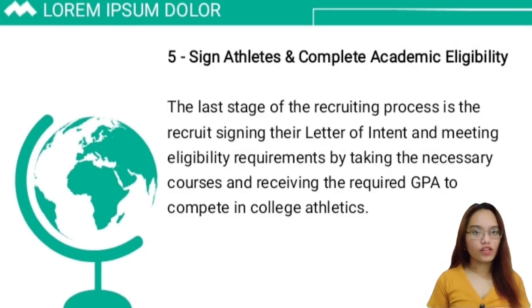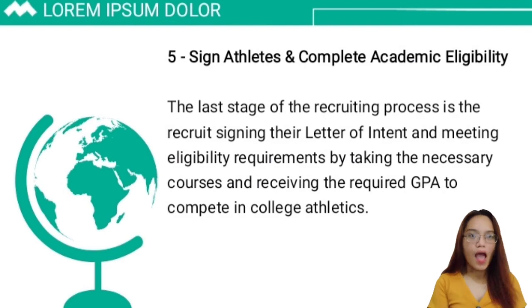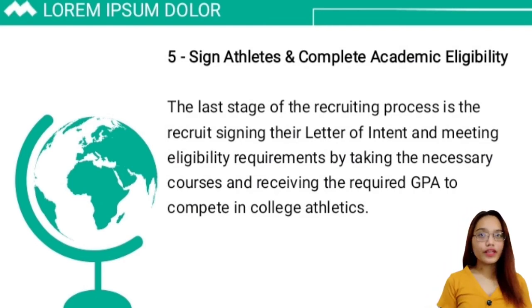The last stage of recruiting is to sign athletes and complete academic eligibility. This last stage of the recruiting process is the recruit signing their letter of intent and meeting eligibility requirements by taking the necessary courses and receiving the required GPA to compete in college athletics. Every year, there are athletes who sign their letter of intent but finish their senior year of high school ineligible to compete at the collegiate level.